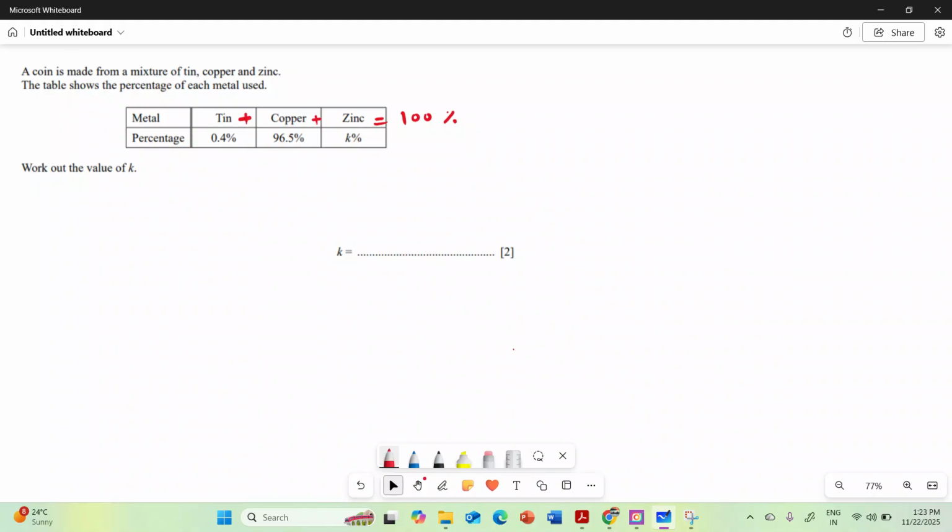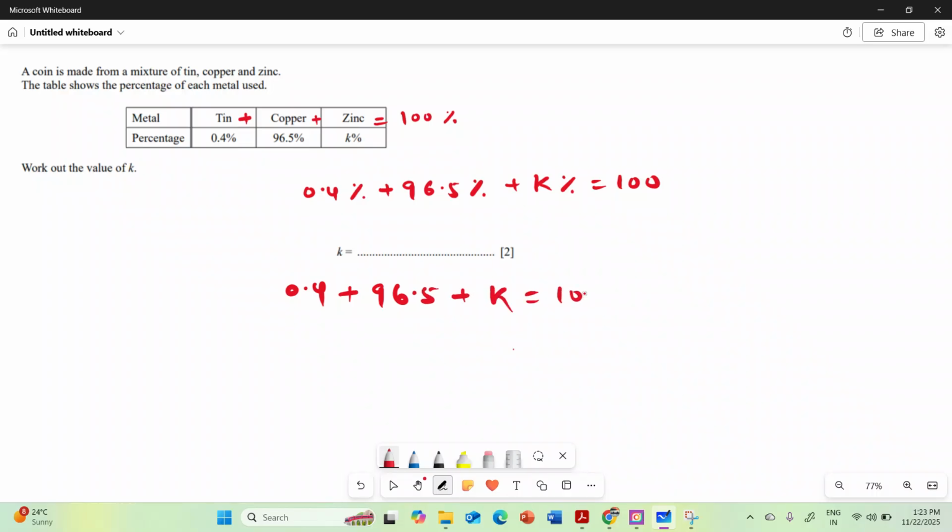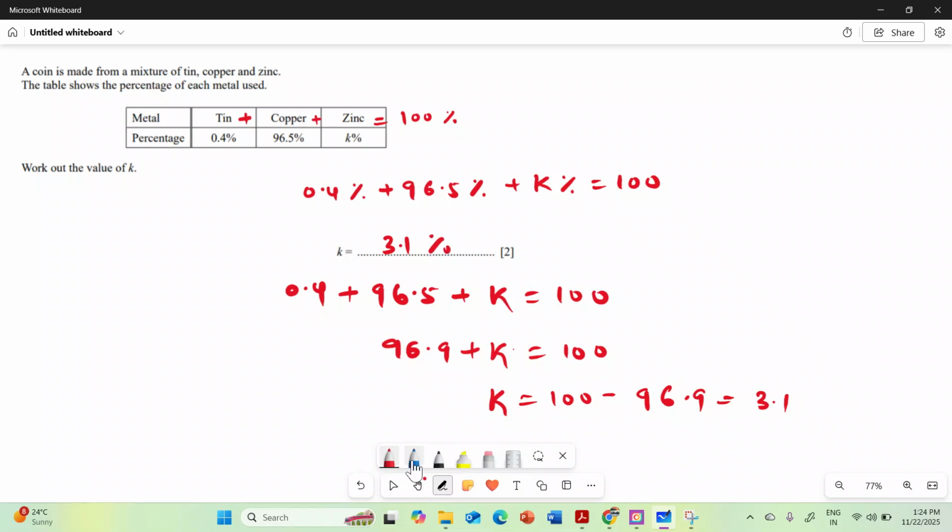So here 0.4% plus 96.5% plus k percent equal to 100%. This is 0.4 plus 96.5 plus k equal to 100. So 96.9 plus k equal to 100, and k equal to 100 minus 96.9. So here you will get 3.1. The value of k is 3.1%. So this is the answer of this question.